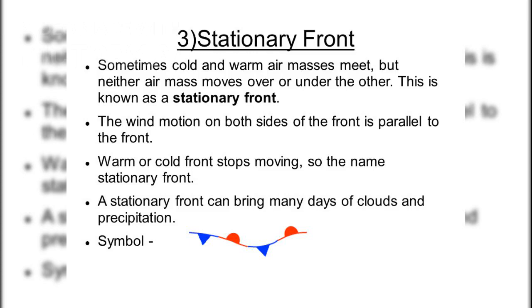Sometimes cold and warm air masses meet, but neither air mass moves over or under the other. This is known as a stationary front. The wind motion on both sides of the front is parallel to the front. Warm or cold front stops moving, so the name stationary front. A stationary front can bring many days of clouds and precipitation.